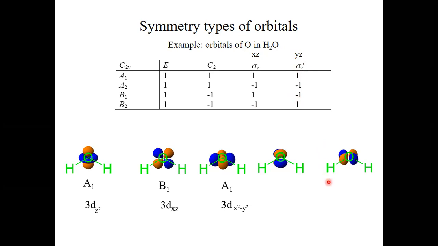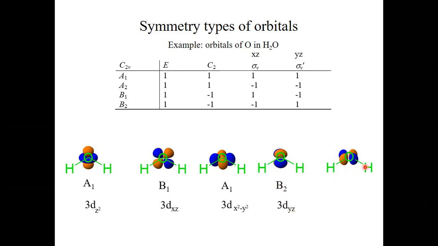We can verify that. So the sigma YZ is here. So you see that in this case, no lobe changes its position. And that means that the algebraic sign of the wave function doesn't change. You verified that the 3D YZ orbital has the symmetry type B2.